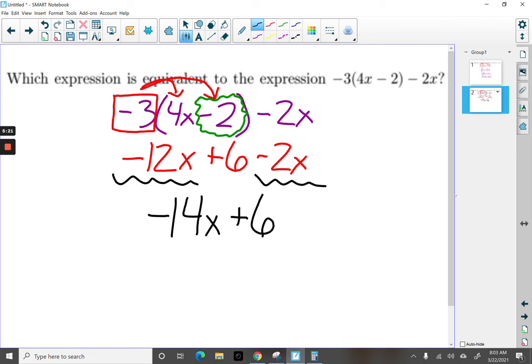My strategy for distributing would be to make sure I always draw out these little arrows. It helps remind me that every term inside my parentheses gets multiplied by the number on the outside. Not just the first one, not just the second one, but all of them.